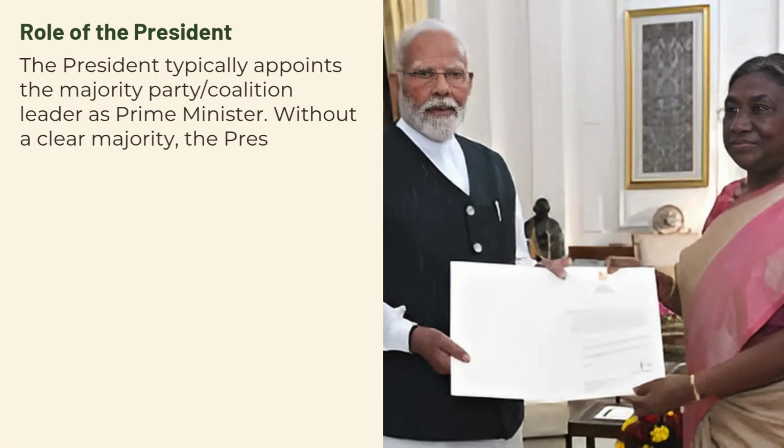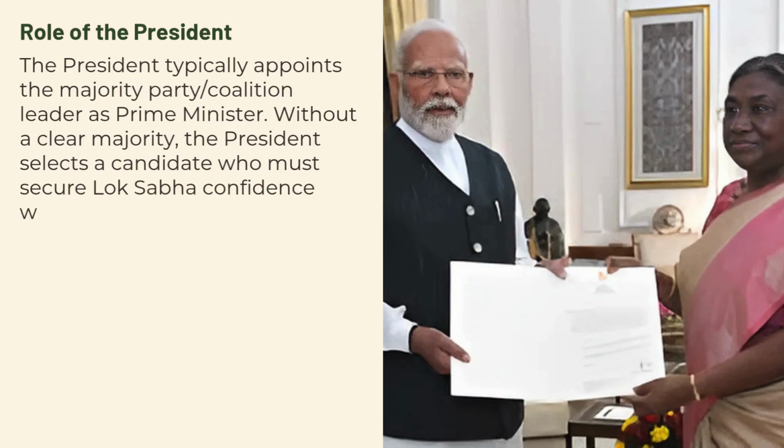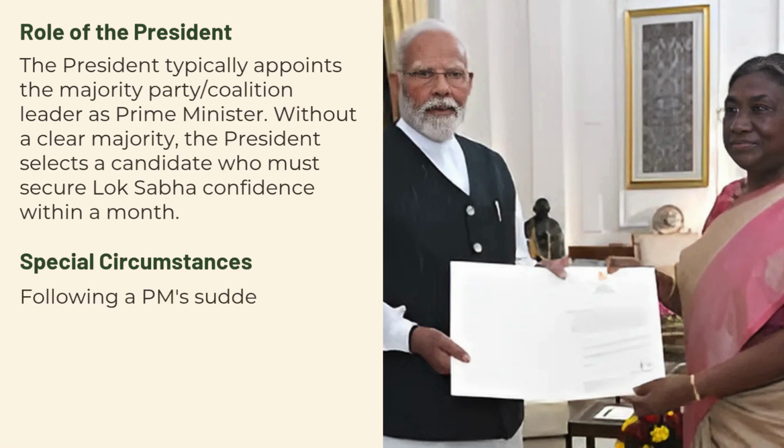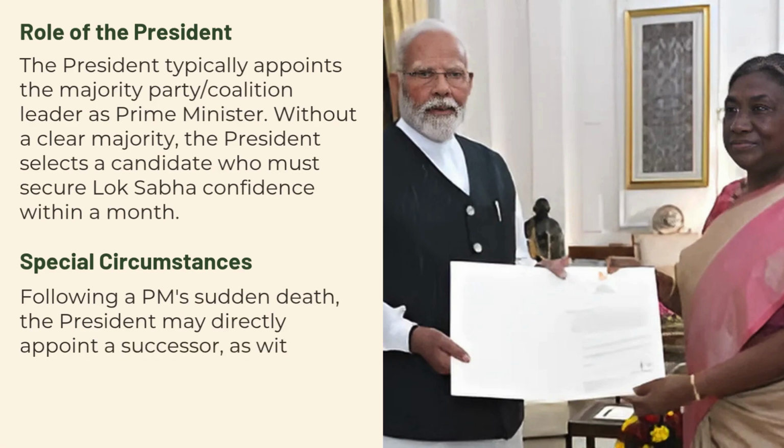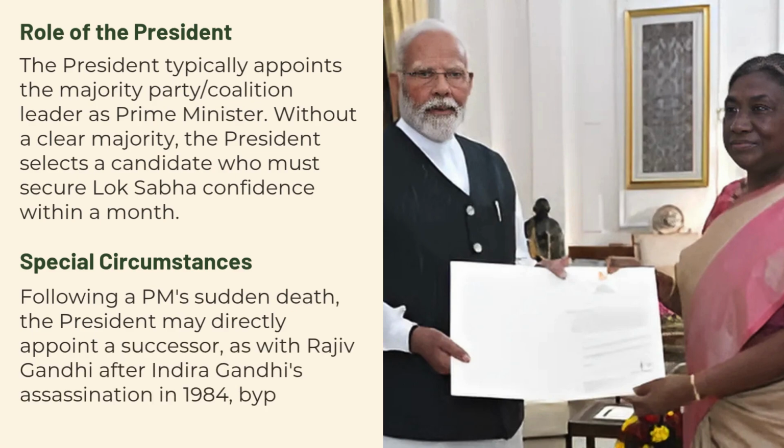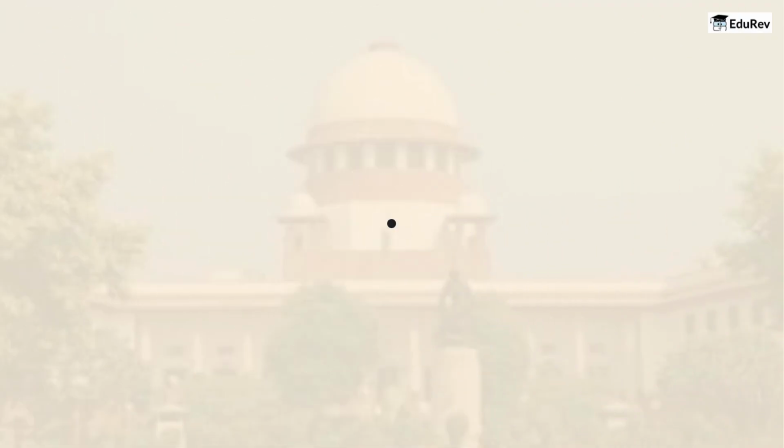Without a clear majority, the President selects a candidate who must secure Lok Sabha confidence within a month. Following a PM's sudden death, the President may directly appoint a successor, as with Rajiv Gandhi after Indira Gandhi's assassination in 1984, bypassing the caretaker PM process.